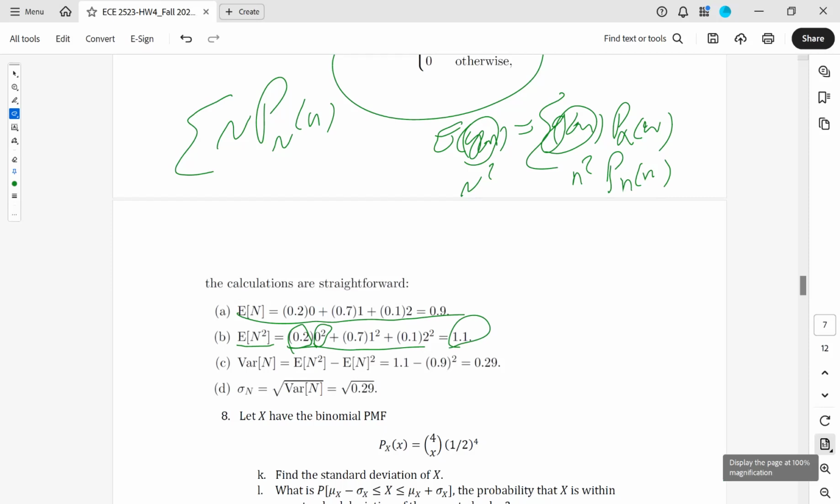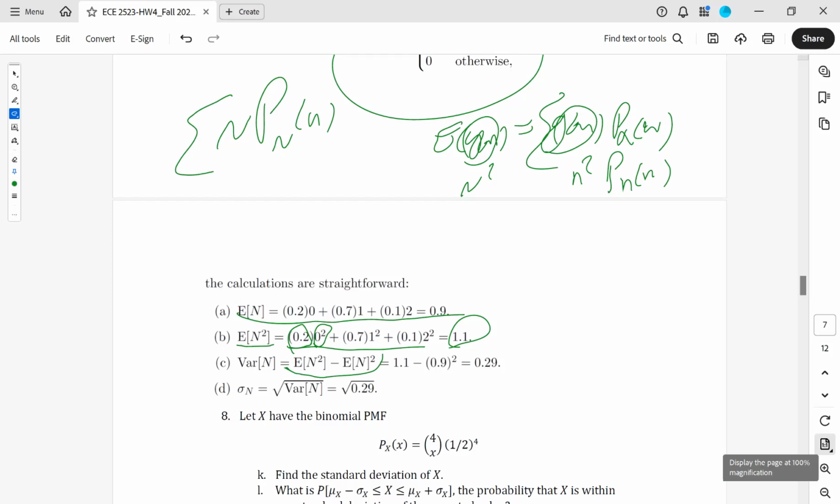Now, you have the second moment, and you have the first moment, or expected value. We already learned that the variance of any random variable is the second moment minus the first moment squared. Remember this formula in the slideshow?